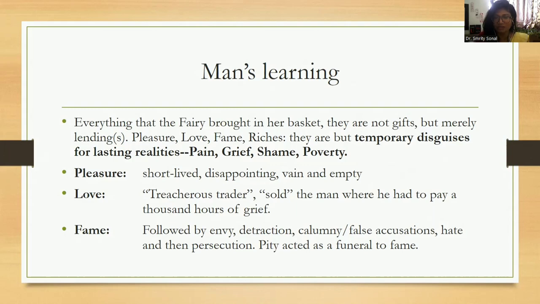So fame isn't a good idea. And the author also tries to put in that pity is the funeral of this kind of fame. So when you feel like you're famous, it has a very bad ending. And towards the end, people pity you. So once you were a celebrated figure, and today everybody is looking at you with the lens of pity.